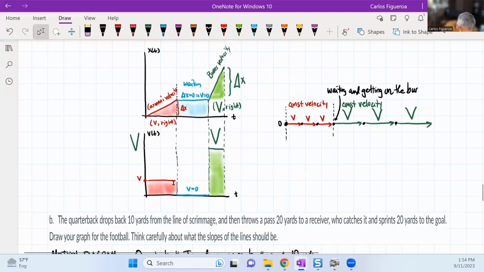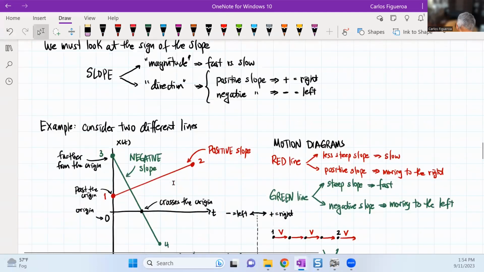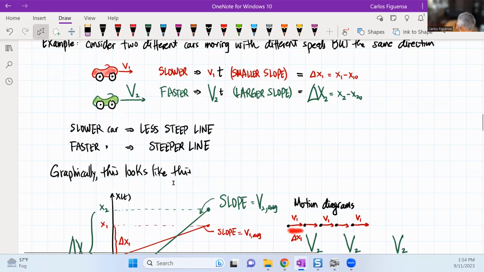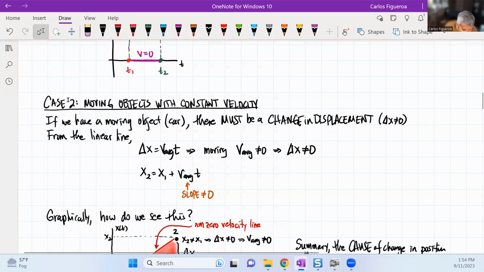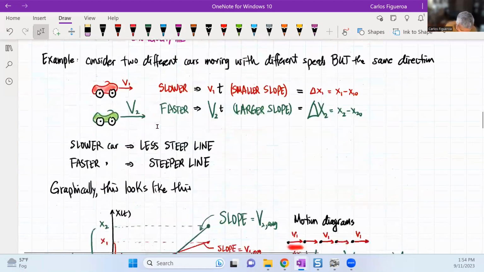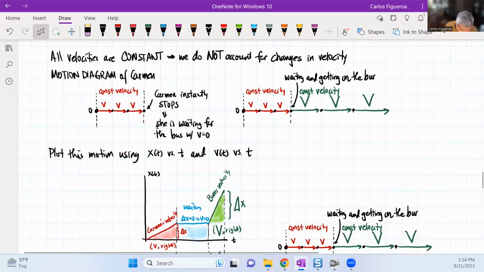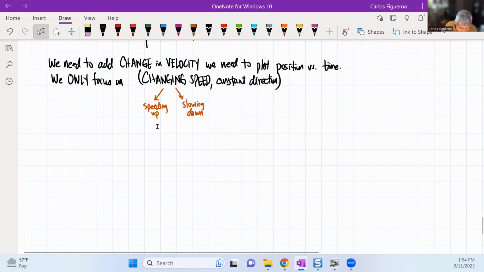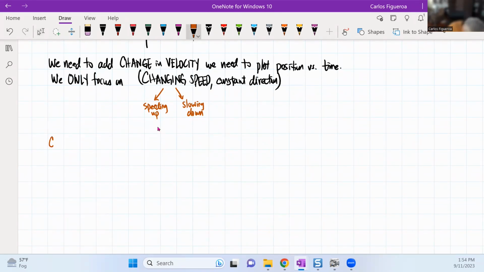So if we go back up here, you could see that we were going through, what did I call them? Cases. I did case 1. This is case 2. So now we are looking at case 3. We're going to be looking at changing velocity.